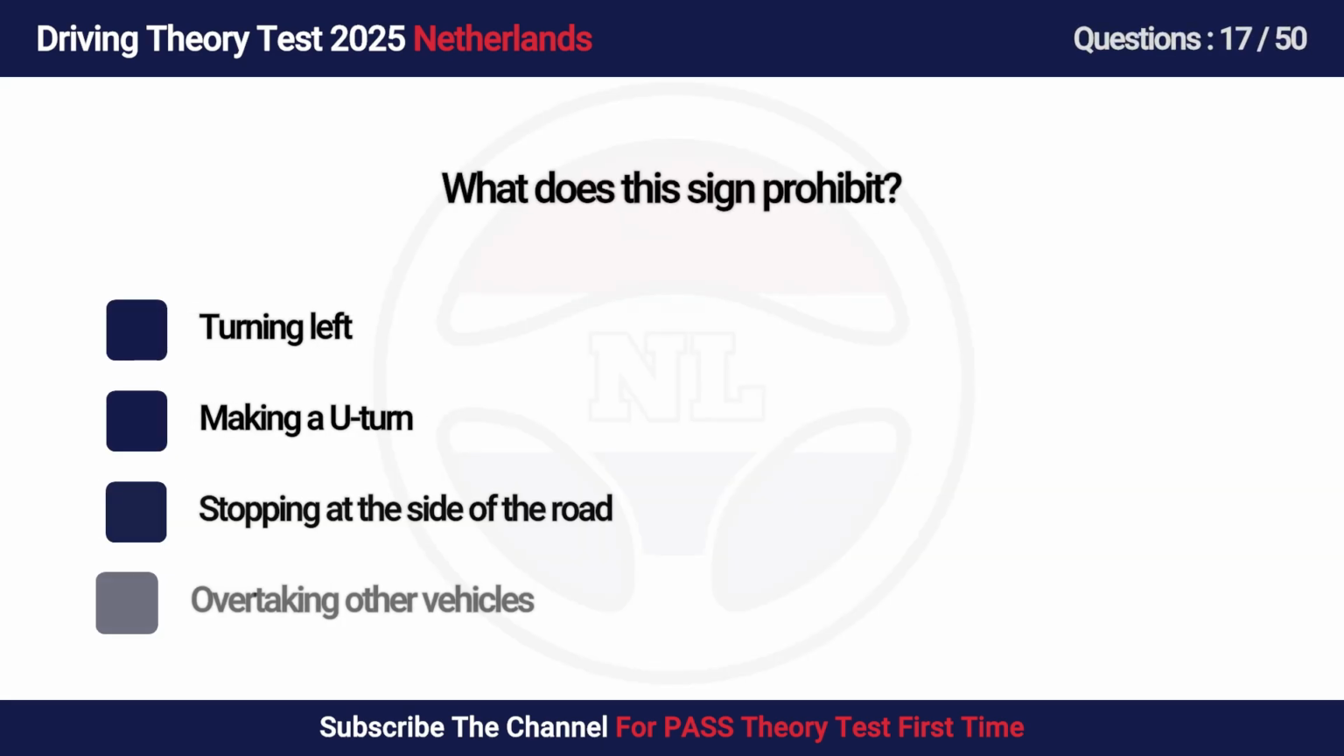Question 17. What does this sign prohibit? A. Turning left. B. Making a U-turn. C. Stopping at the side of the road. D. Overtaking other vehicles.